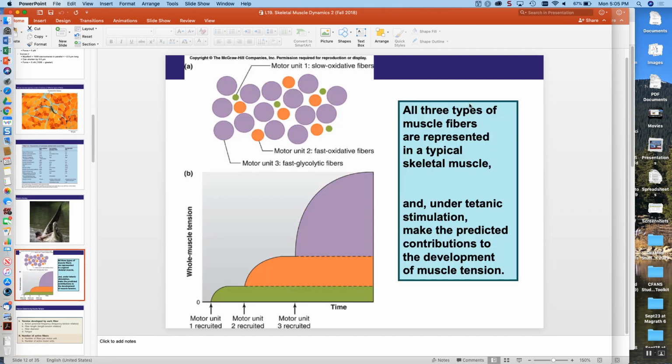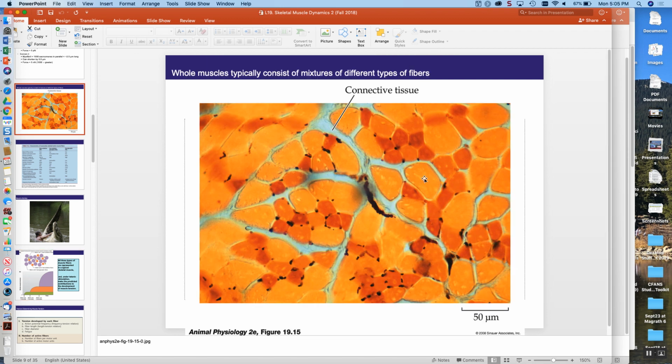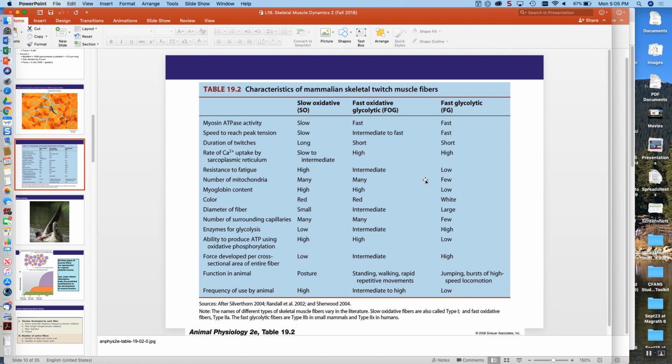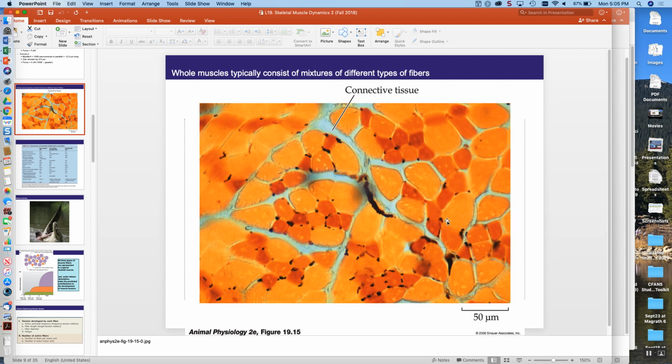All right, and remember, each whole muscle is made up of all 3 types. So the fast glycolytic are the very light orange cells, right? You can see that. It's just as you would expect. With the fast glycolytic, they don't have a lot of mitochondria, that's the ATP powerhouse. Color is white, diameter is large, surrounding capillaries few, so it's everything that we talked about. If you can imagine this figure, then you can really think about it.